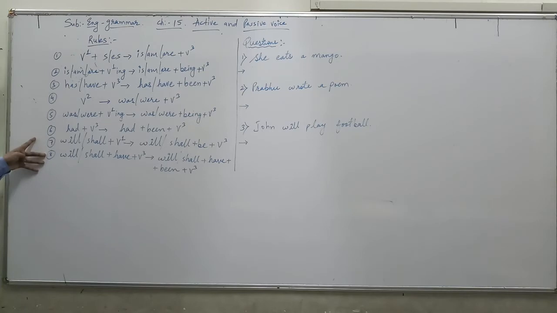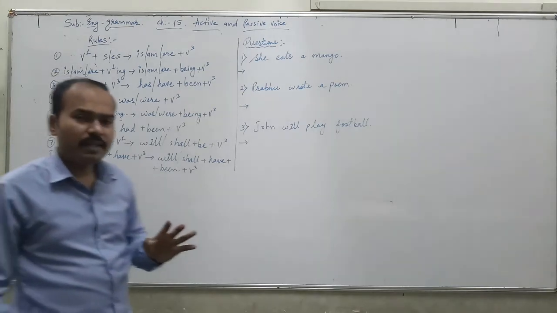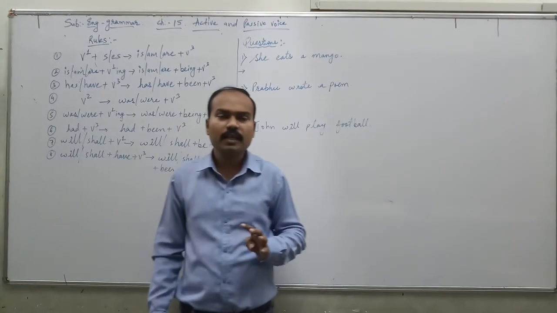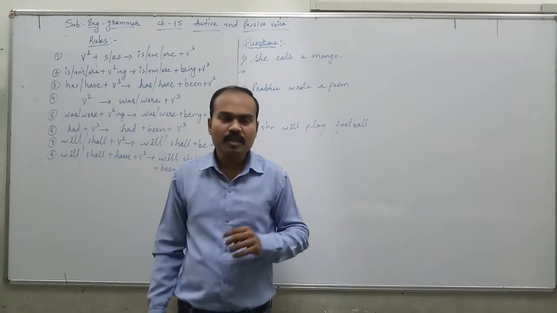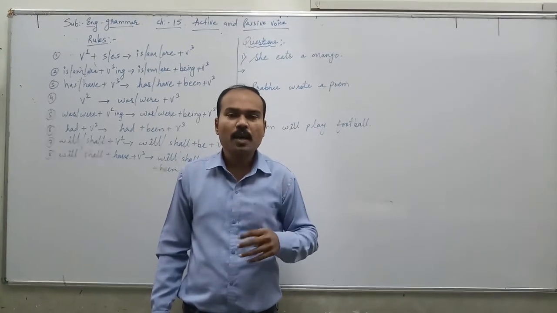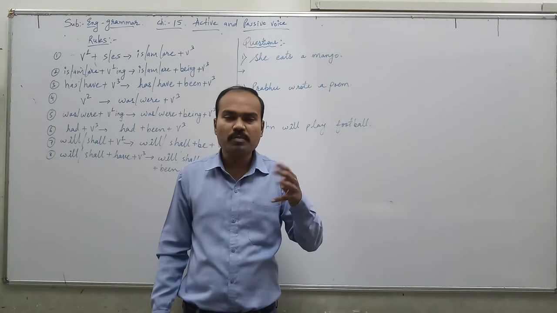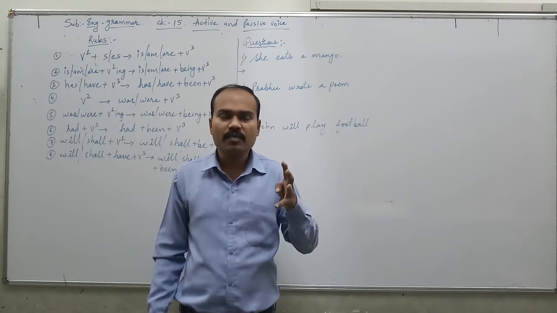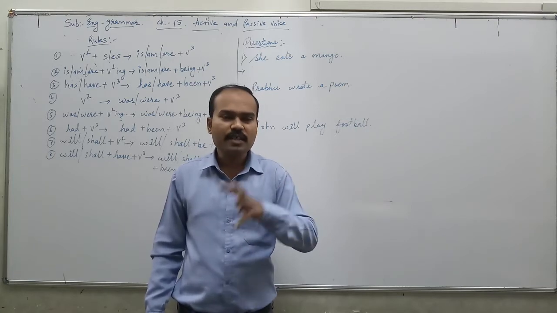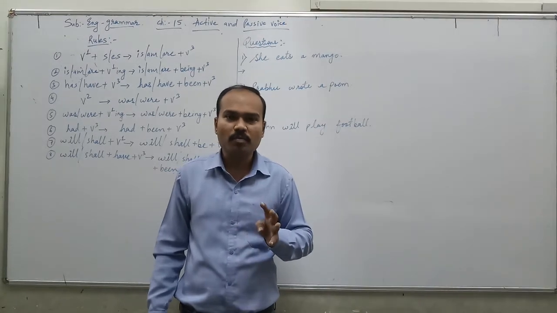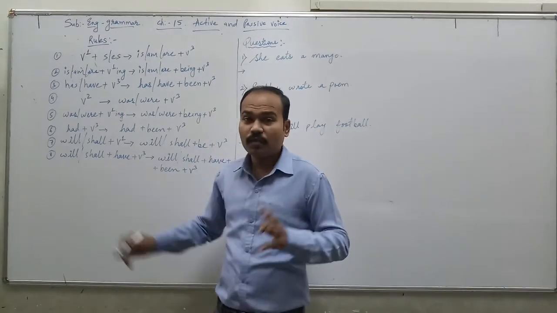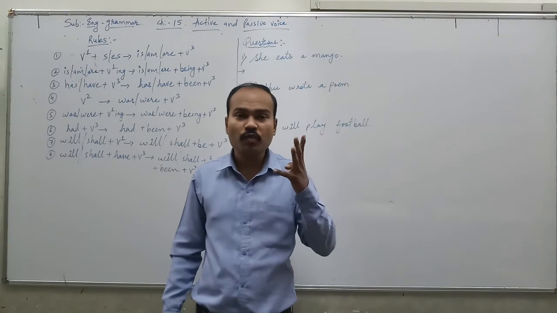So here I have given 8 rules. Normally when we talk about tenses, there are 12 forms in total. Present tense has 4 forms, past tense has 4 forms, and future tense also has 4 forms. So 4 threes are 12. In total there are 12 forms. But rules are only for 8.